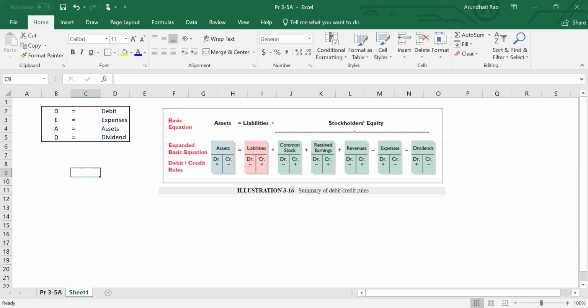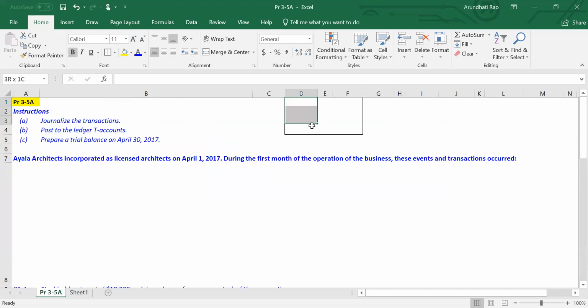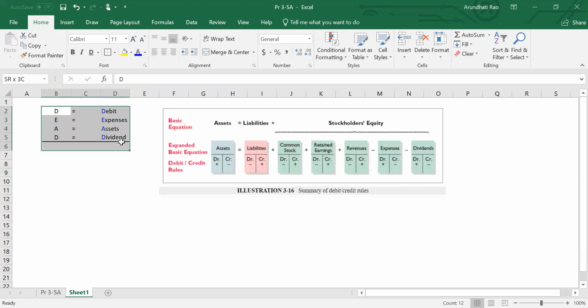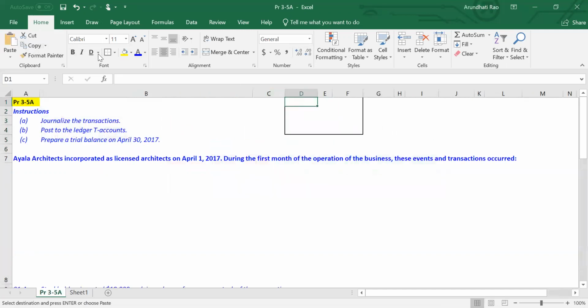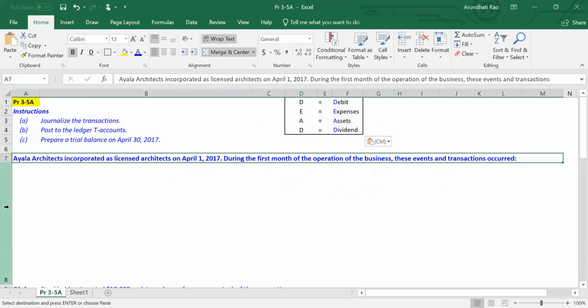So let's go back to the problem on hand that we have. And I'm going to bring that information in over here. Let me go back over here and copy this information and place it over here so I can use it as a guide if needed. So let's see what we have in this particular problem. Ayala Architects incorporated as licensed architects on April 1st, 2017. During the first month of operation of business, these events and transactions have occurred.